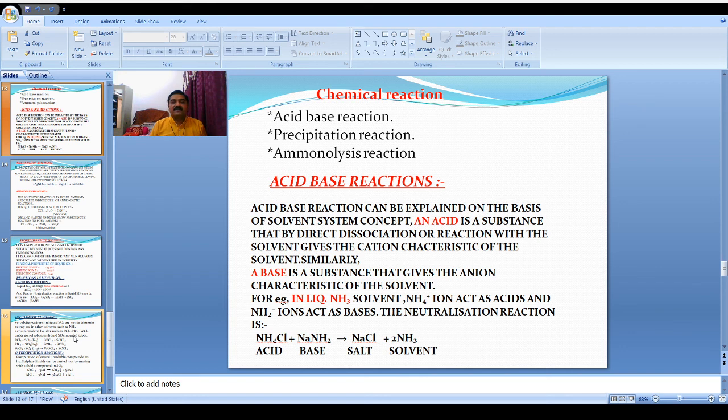Formation of ammonium cation acts as an acid, and NH2 negative amide ion acts as a base. The nature of the neutralization reaction is ammonium chloride plus sodium amide as a base, forming the salt sodium chloride and formation of NH3 as a solvent.